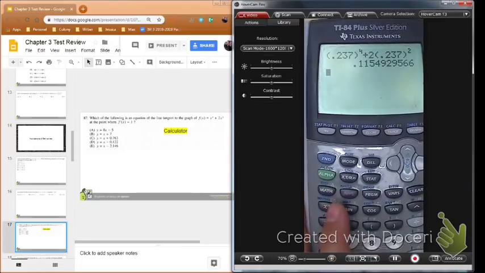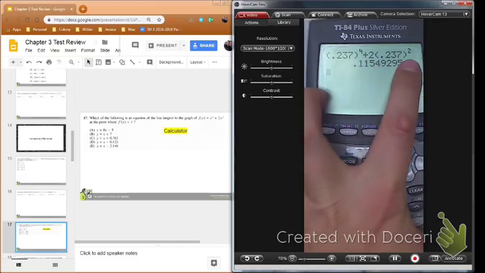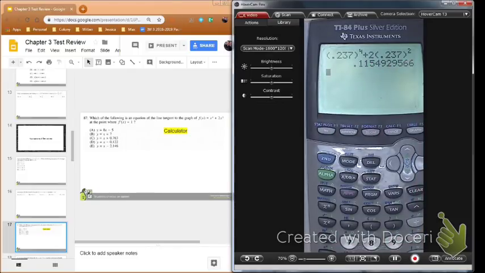Alright, so on my calculator I did that. I got 0.237 to the power of 4 plus 2 times 0.237 squared. We just plugged it into that original function. So I have my slope at 1. I have my x value and my y value. If I plug it into point slope form, I get y minus y1, which is that value we just found right here, 0.115, equals the slope, which is 1, times x minus x1. And the x1 value is what we were plugging in, 0.237.